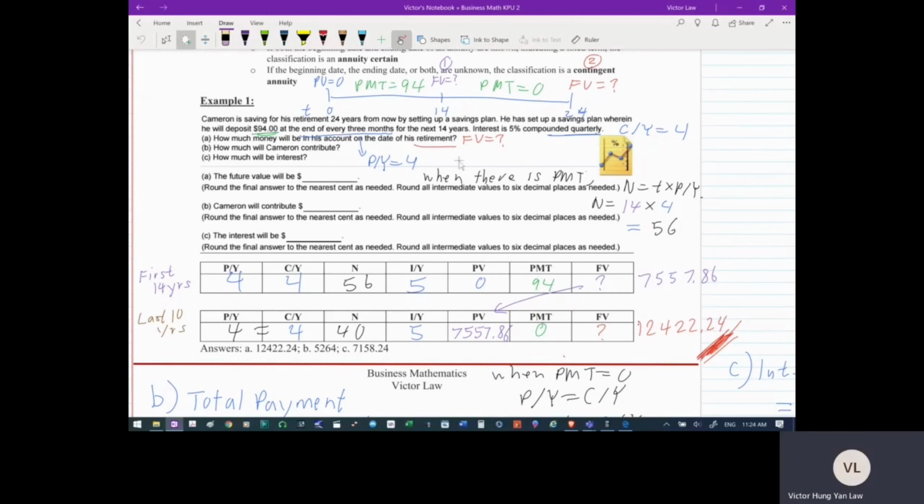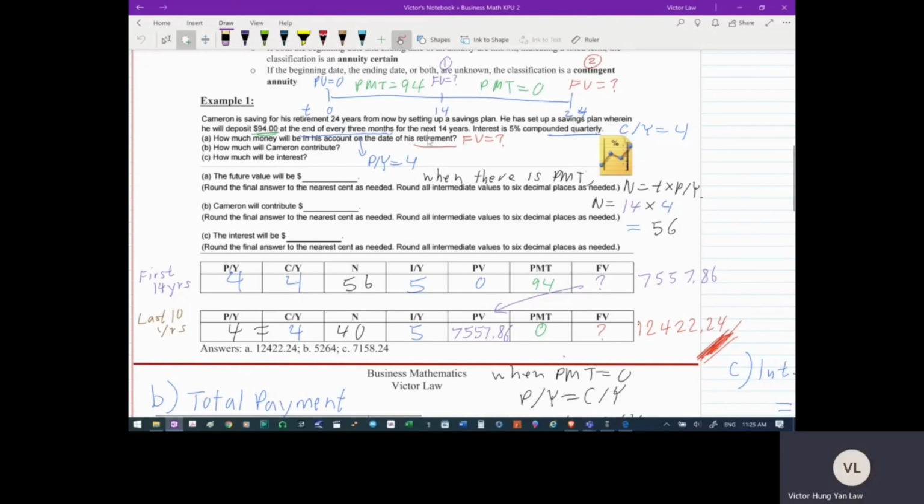When we're solving for this question, our first step is to draw a timeline so we can visualize what is going on in the question. So in the question, we have Cameron saving for his retirement 24 years from now. So we have a total of 24 years, from time 0 all the way to time 24. And in this question, we have 2 time periods: the first 14 years, and then the next 10 years.